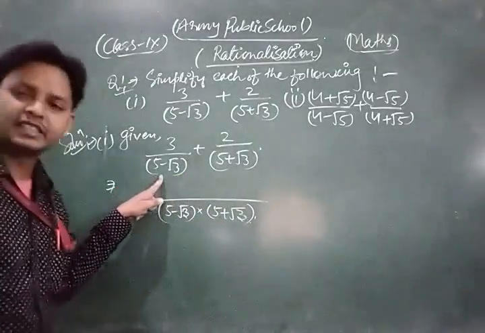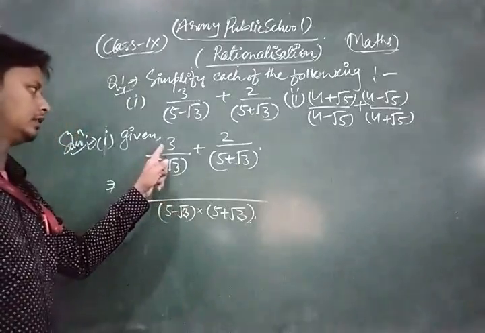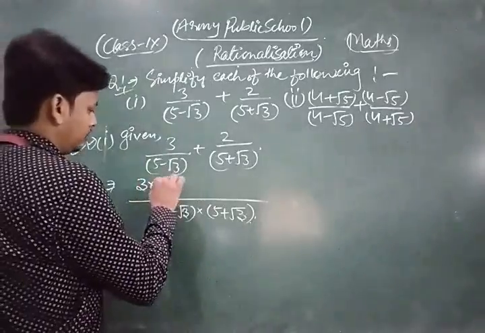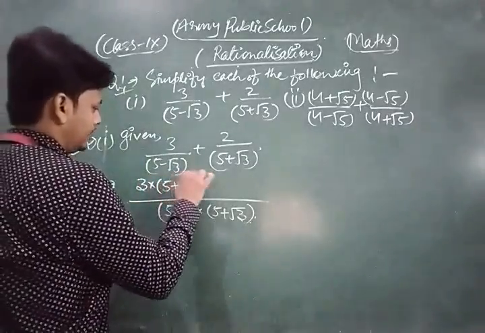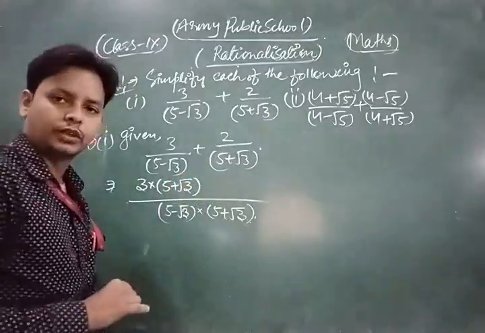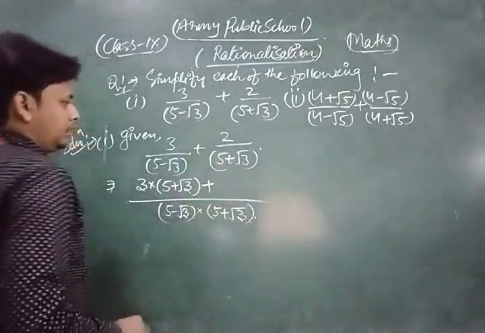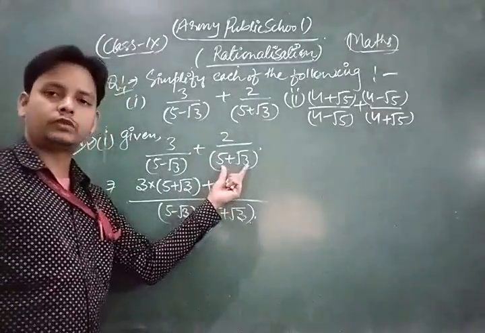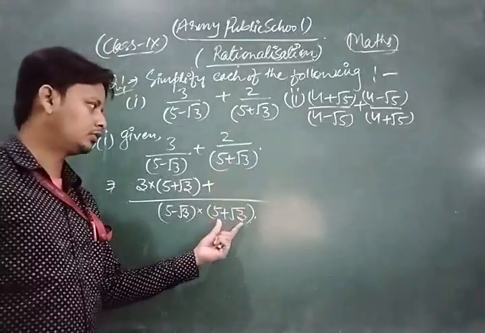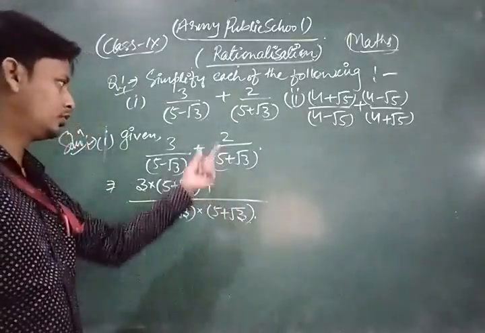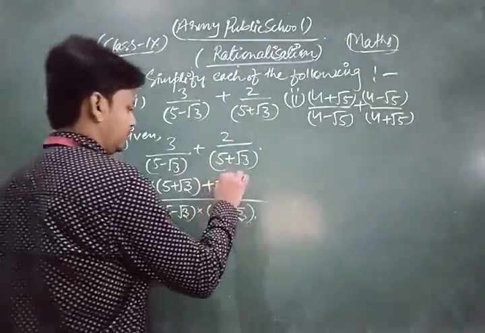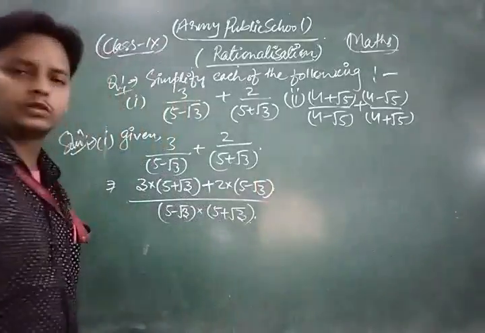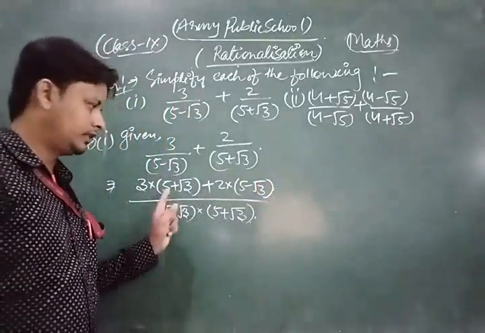5 minus root 3 is cancelled to each other. Then we get 3 into 5 plus root 3 plus. Now we divide their LCM by the denominator of the second fraction. Then 5 plus root 3, 5 plus root 3 is cancelled to each other. So we get 2 into 5 minus root 3. Now we simplify them.